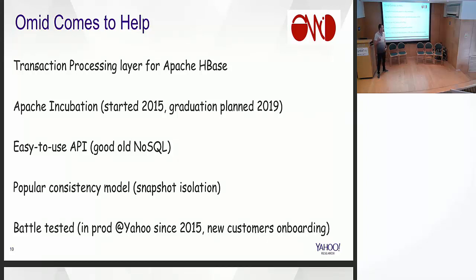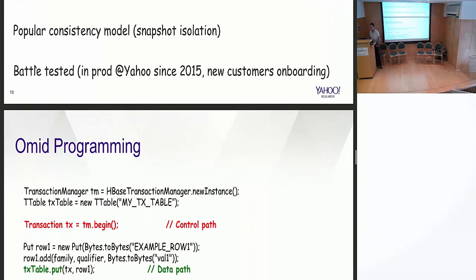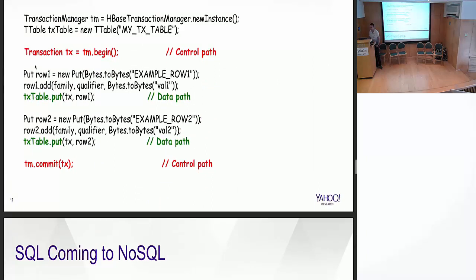It's an Apache project that is graduating the Apache incubation. It has a very easy to use API. It has a very popular consistency model that is called snapshot isolation. It's very similar to serializability of normal transactions, but the implementation is much faster, and it's been in production for almost 5 years from now.